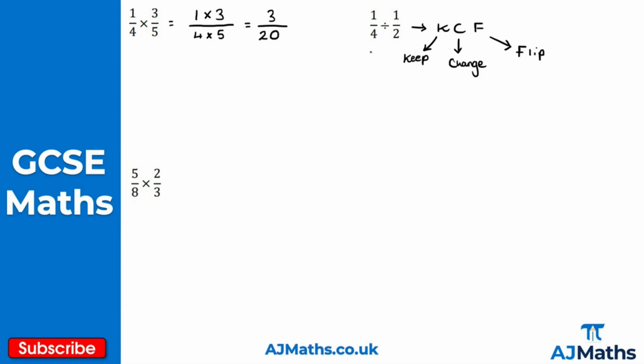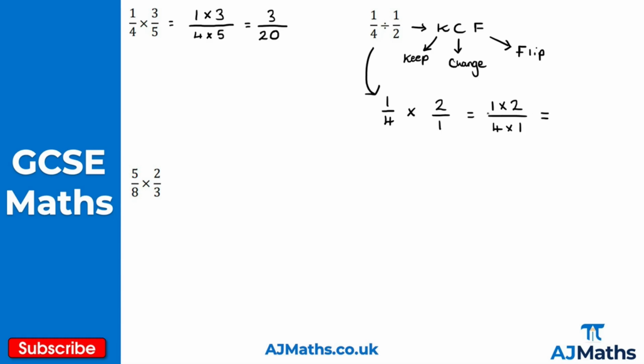So doing that for this one here then, well, we keep the 1 over 4, that's the K. Then we change the division to be a times, and then we flip the last fraction. So instead of it being 1 over 2, it becomes 2 over 1. And all we do now is we multiply like we did here. So like you can see, we've turned it now into this multiplication problem. So multiplying the numerators together, we do 1 times by 2. And then multiplying the denominators together, 4 times by 1.